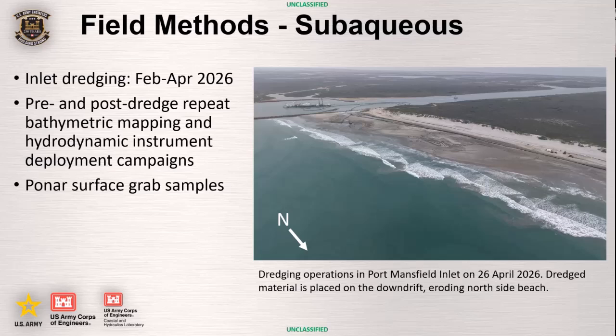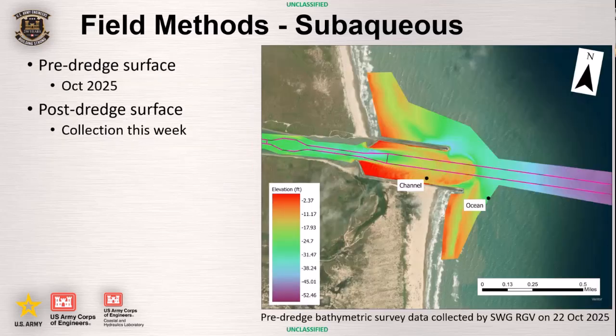They actually just finished dredging. They dredged from February to April of this year. This picture is of the dredge in the inlet. They're pumping the dredge material to the downdrift eroding north side, which is pretty customary here. So we did a pre-dredge bathymetric mapping campaign with the district, and we deployed hydrodynamic instruments, and we got some surficial grab samples.